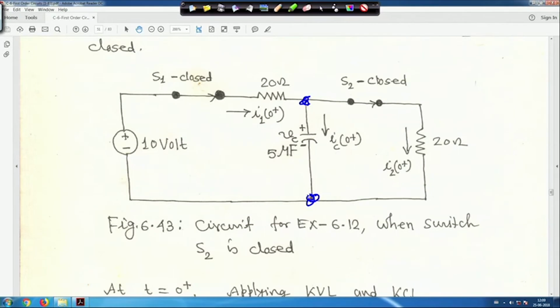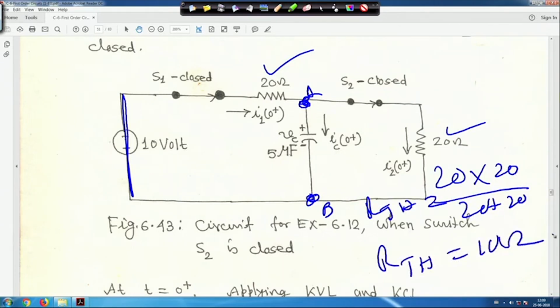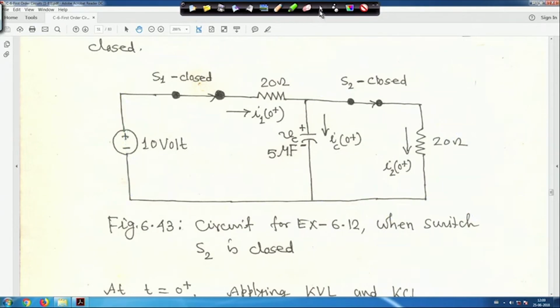When you find the R Thevenin, this voltage source is shorted, we have seen this, right, and this 20 ohm and this 20 ohm are both in parallel. Say this is point A, this is point B, we are trying to find out R Thevenin. So, it will be 20 into 20 by 20 plus 20. Therefore, R Thevenin is equal to 10 ohm, right, as we have seen before.